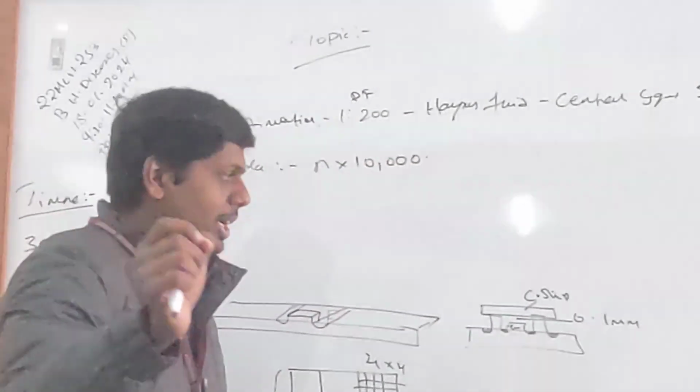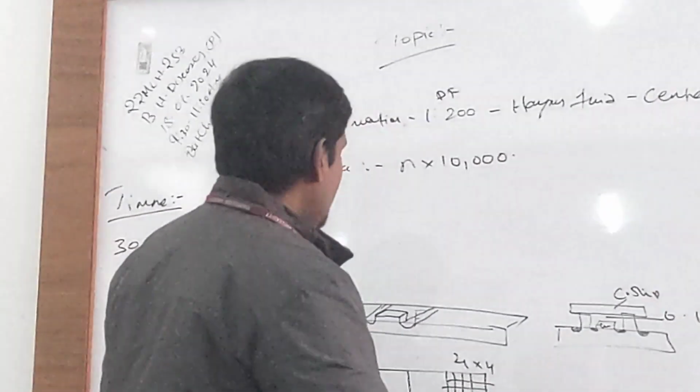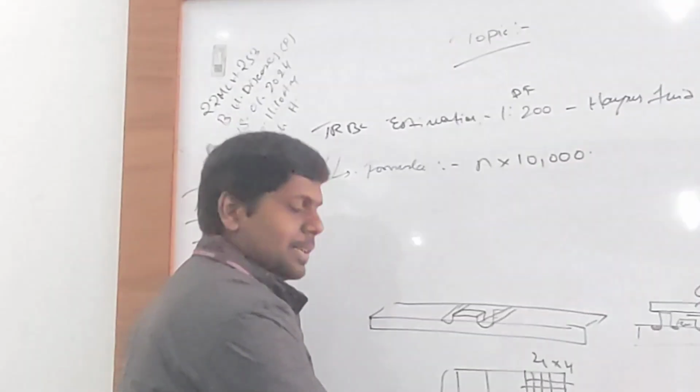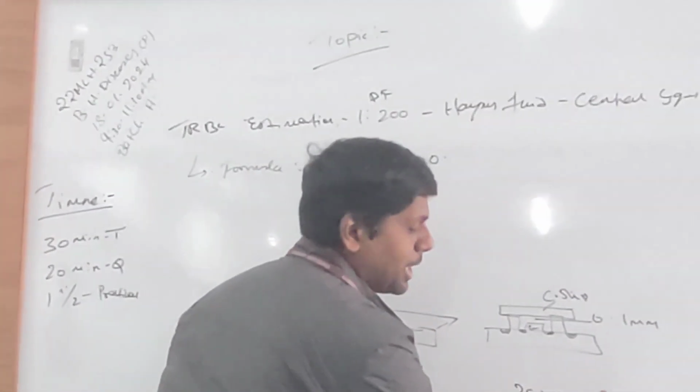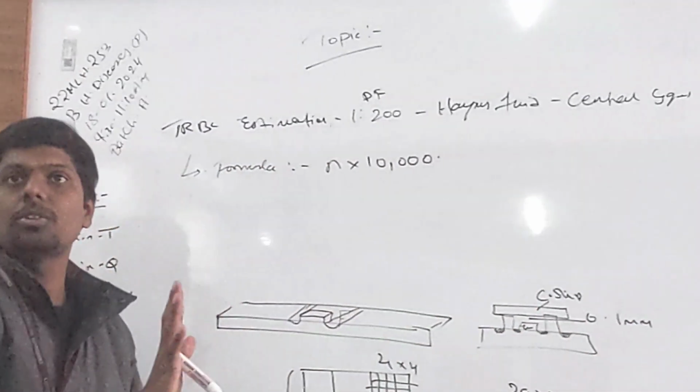So at the end of the day, what we are doing is counting the cells in 5 squares. If the count is 290, then 290 into 10,000. Whatever value you get, that will be the RBC count.